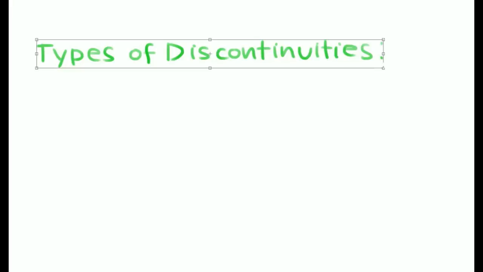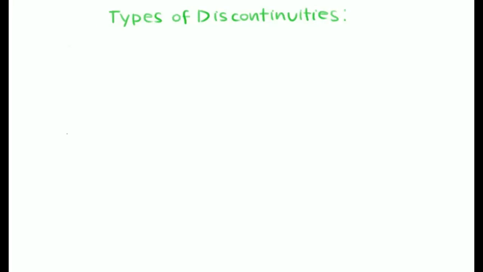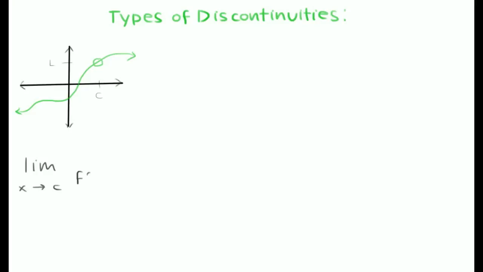So if we look at the types of discontinuities, let's say we have a graph and this is c and this is L, just any real number. And we have a curve that is continuous everywhere except x equals c. Let's say we have a hole. If we look at the limit as x approaches c of the function f of x, and this is f of x right here, the limit is L. This is called a hole discontinuity.